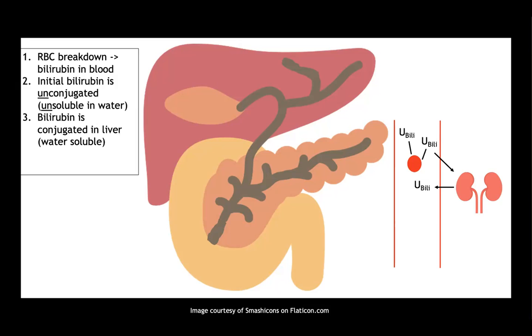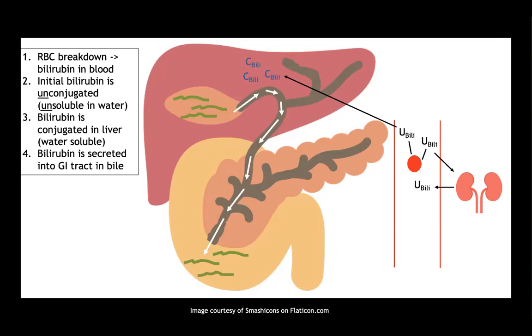So instead, the unconjugated bilirubin makes it to the liver where it gets conjugated by UDP glucuronosyl transferase, which we'll talk about later as well. And this conjugated bilirubin is a component of our bile, and then that can eventually be secreted into our GI tract and then excreted in the feces.